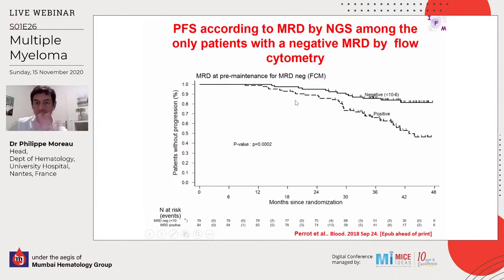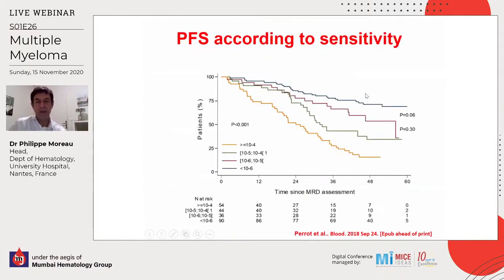And definitely the outcome is different. You can be negative at 10 to the minus 4, but positive at 10 to the minus 6 with NGS. And you see that the outcome is different. In fact, it really means that the threshold 10 to the minus 4 is not the optimal one. And when you are reaching 10 to the minus 6, definitely your outcome will be better.